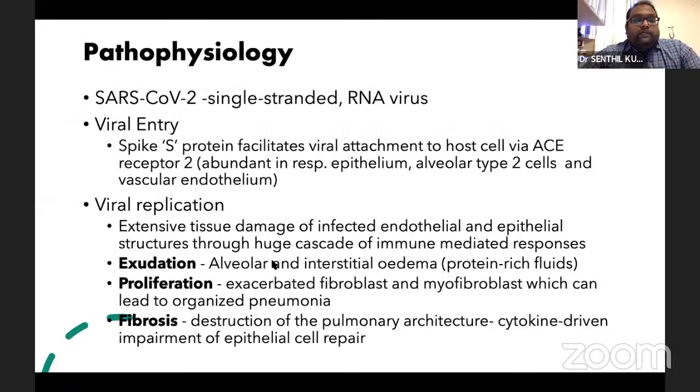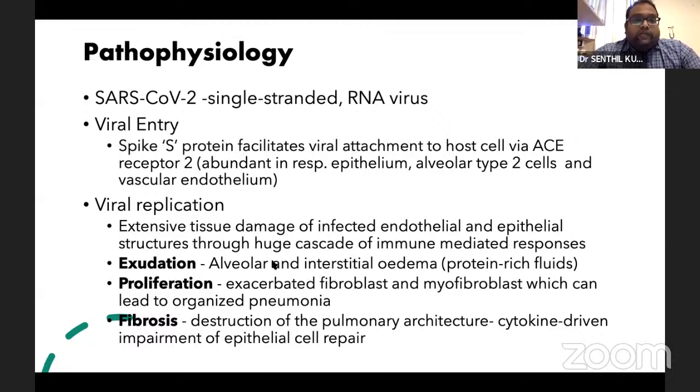Going on to the pathophysiology. Right from the beginning, COVID is a single-stranded RNA virus which enters the body with the help of a spike protein, which facilitates attachment to the host cell via ACE2 receptors. These receptors are abundant in the respiratory epithelium, that is alveolar type 2 cells, and also in the vascular endothelium. The abundance of these receptors in these two types, vascular endothelium and respiratory epithelium, makes COVID ARDS notorious and difficult to manage.